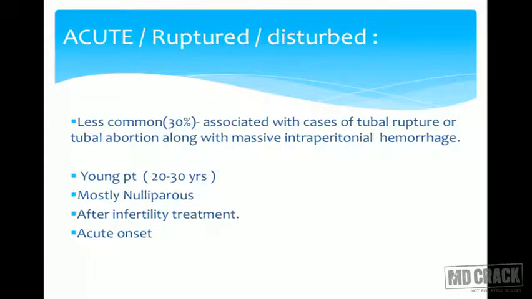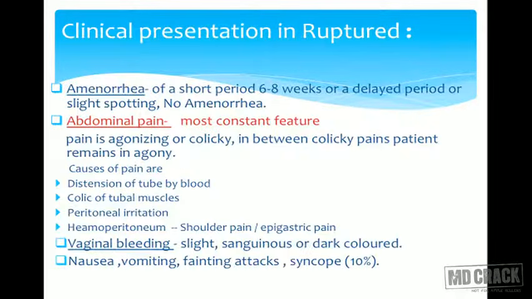As I said, acute, ruptured or disturbed, they are one and the same. It's seen in 30%, it's associated with tubal rupture or maybe tubal abortion through the fimbrial end, and it can be associated with massive intraperitoneal hemorrhage. How is the clinical scenario? Usually a young patient in the reproductive age group, around 20 to 30 years, mostly nulliparous. Maybe a history of infertility treatment. She comes with acute symptoms. The onset is very acute.